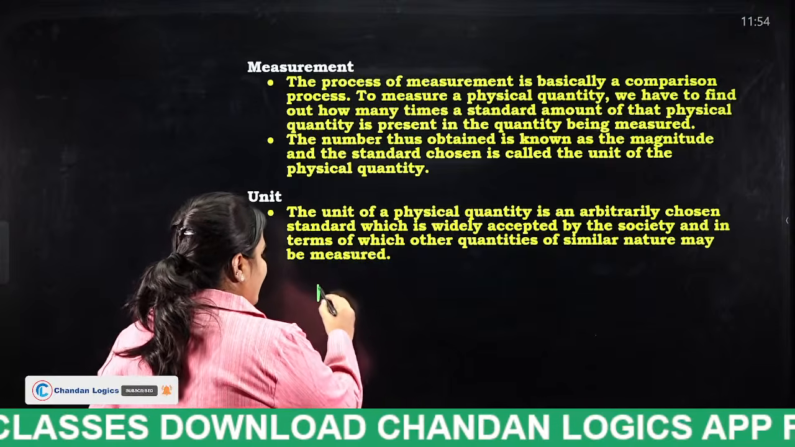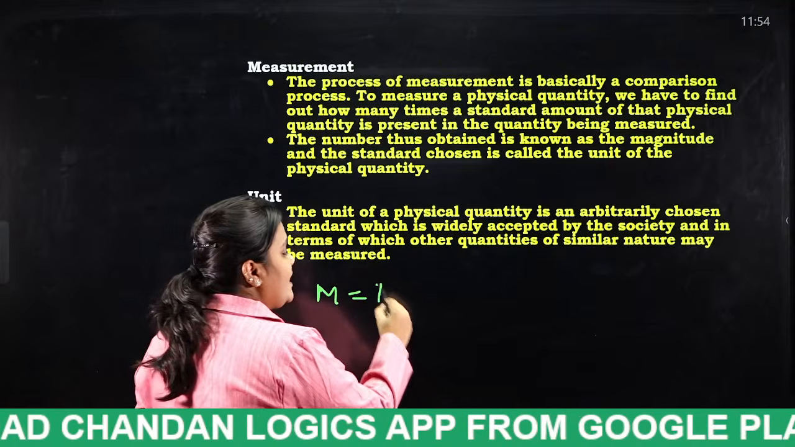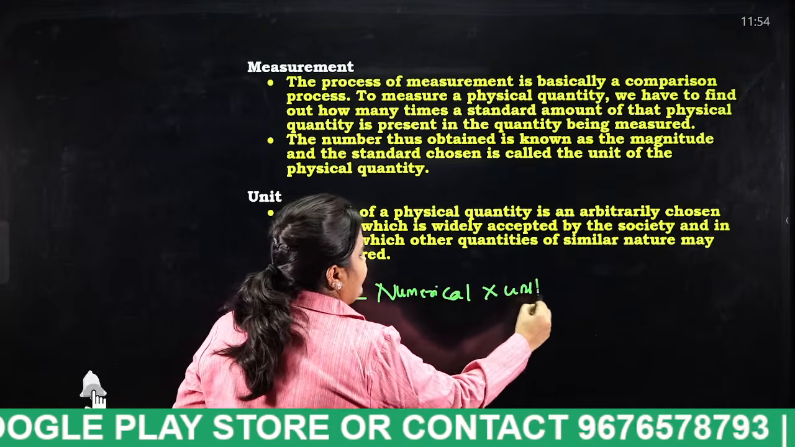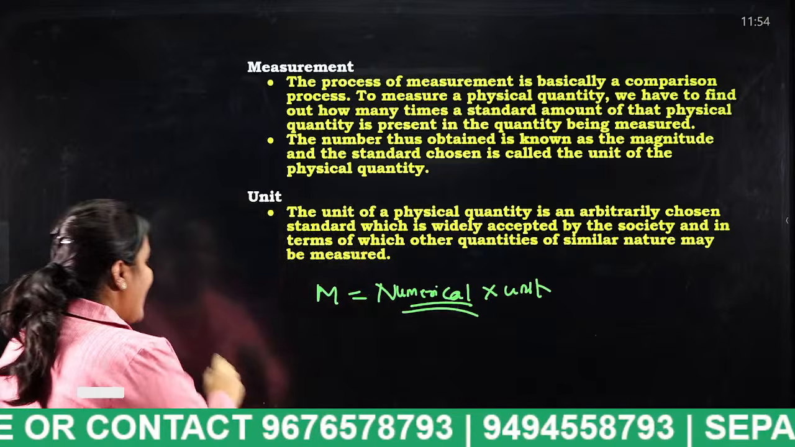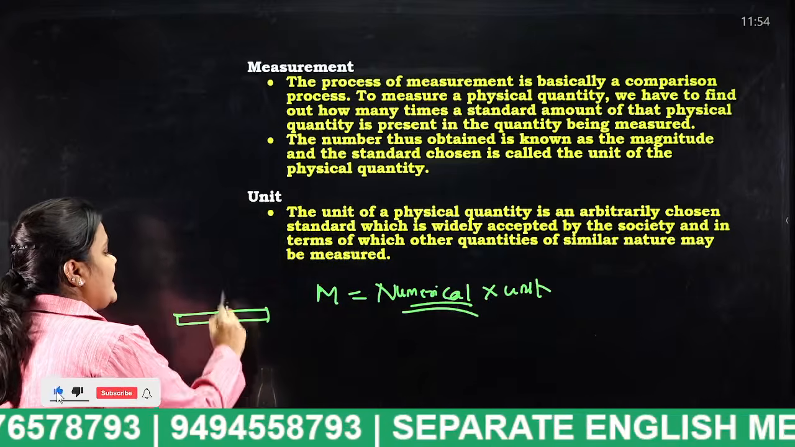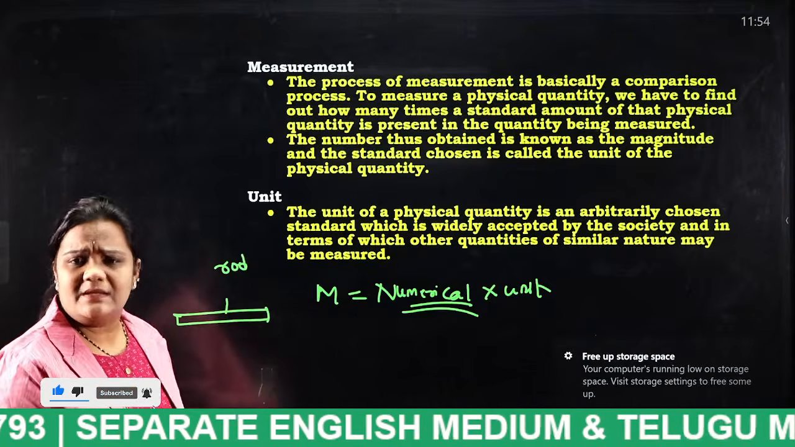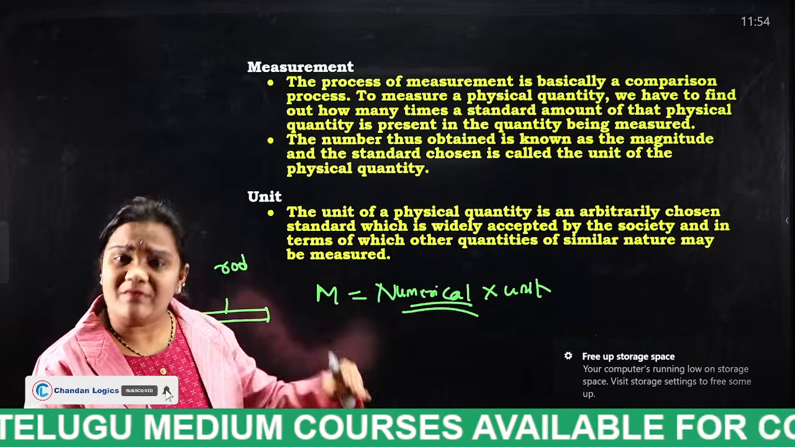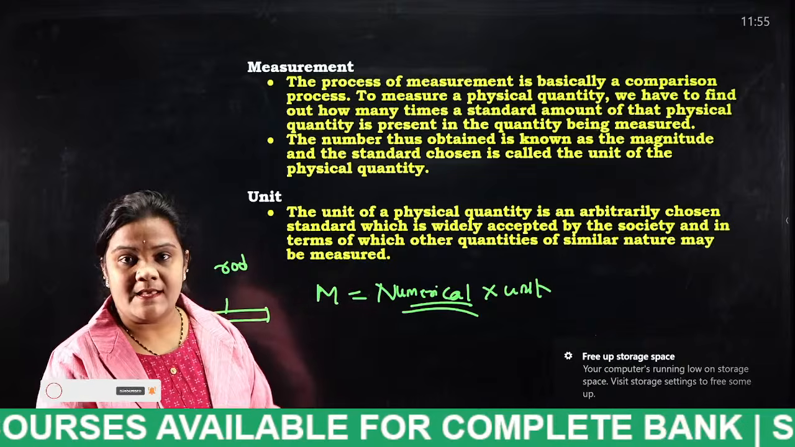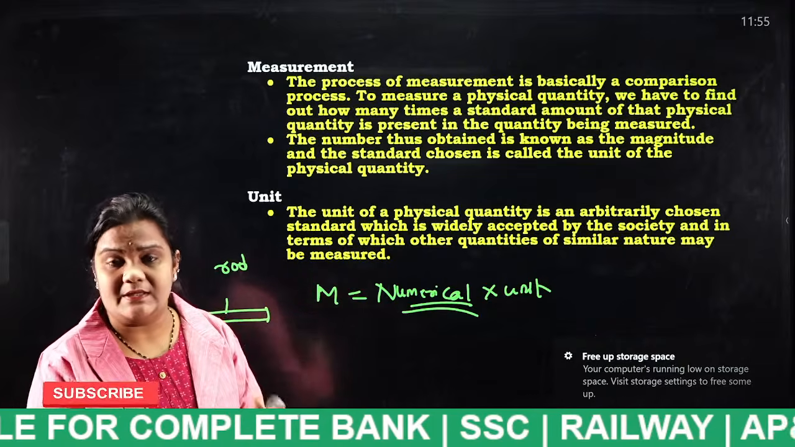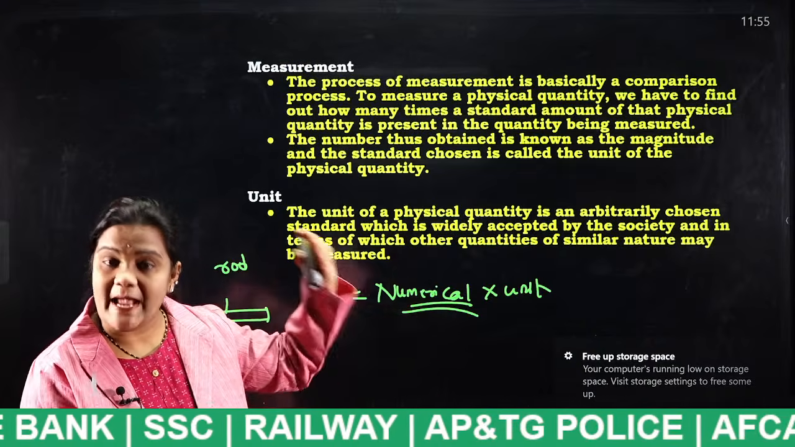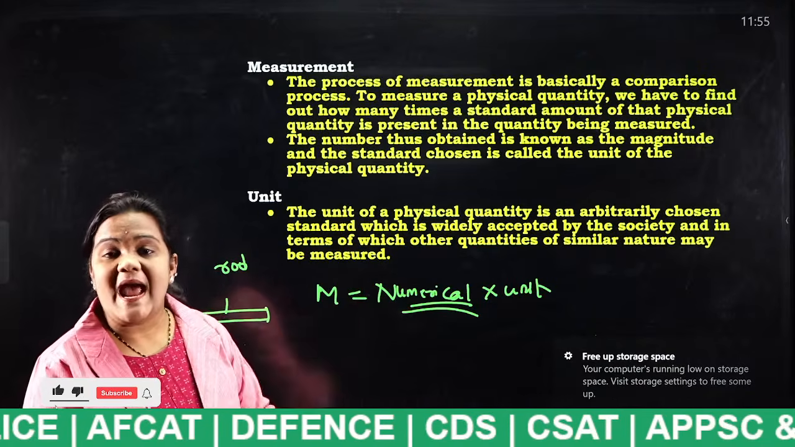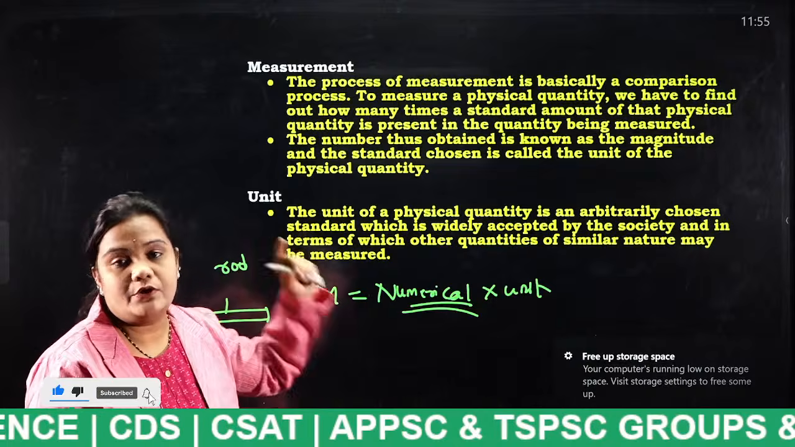Once again, measurement is nothing but numerical value into unit. Remember this formula. For example, this is an iron rod. How can we find how much length it has? By measuring. The measuring of a particular object, whether it is a size, an amount or a length, is established by measuring, and that process is known as measurement. Do you get what I said?